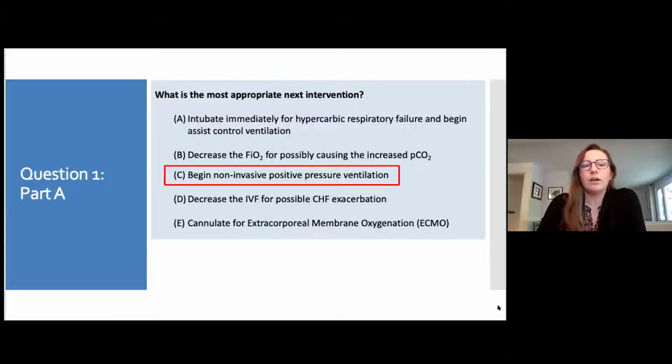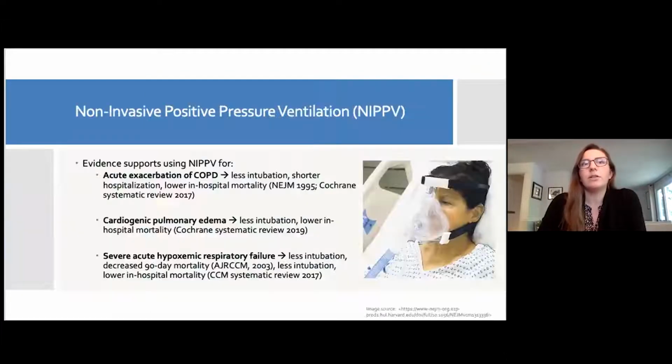So we're going to start talking a little bit about non-invasive positive pressure ventilation. There's evidence supporting the use of non-invasive in a variety of settings. First, since the 1990s, it's been shown that non-invasive positive pressure ventilation can positively impact patient outcomes for patients with an acute exacerbation of COPD. These patients have hypercarbic respiratory failure. It leads to decreased rates of intubation and shortened hospital length of stay and lower in-hospital mortality.